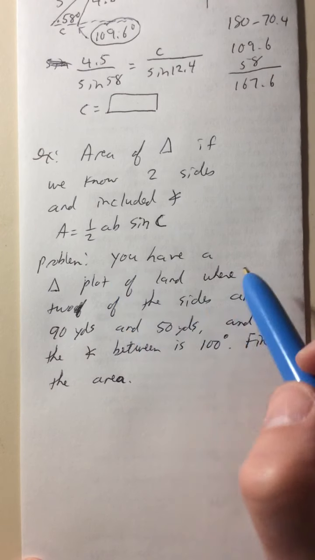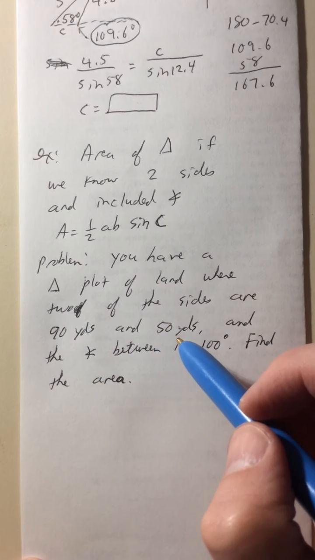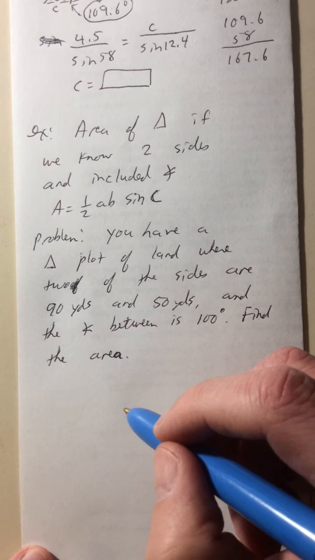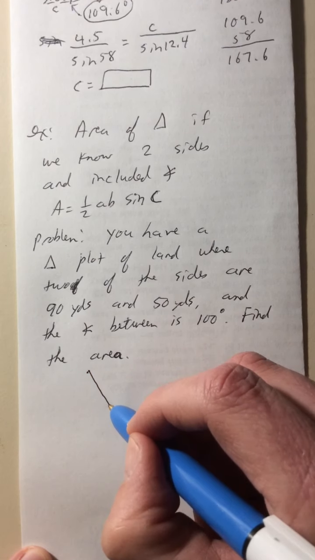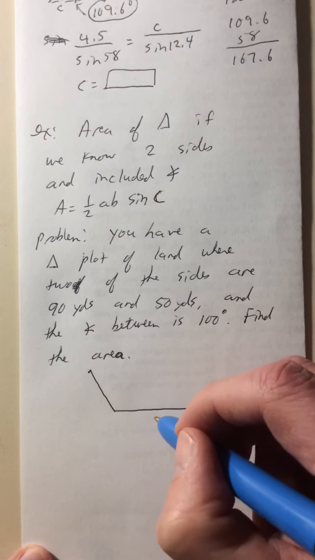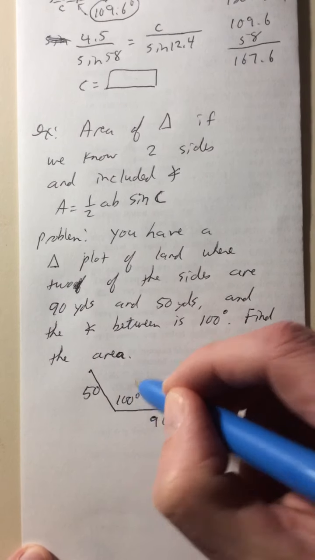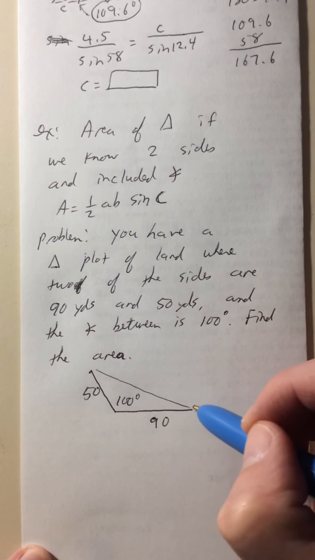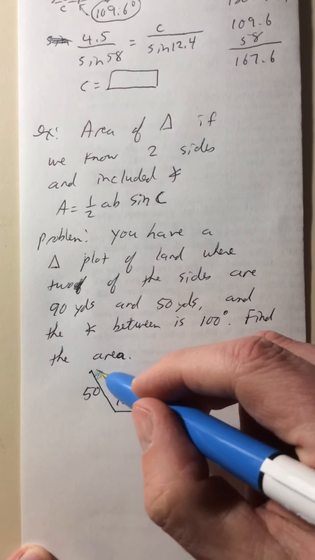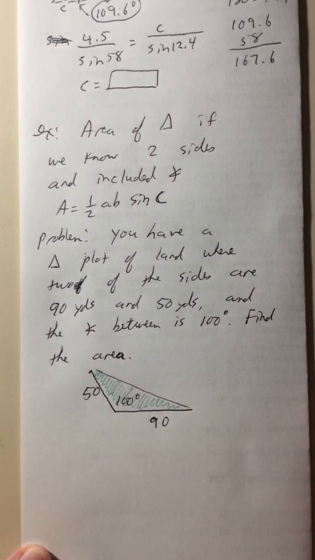Okay. So you have a triangle plot of land where two of the sides are 90 yards and 50 yards, and the angle between them is 100 degrees. Find the area. So we have our situation right here. That's probably more than 100 degrees, but you get the idea. So this is 90. This is 50. This is 100 degrees. And we have a side over here. And I'm going to color it in green because it's going to be a nice green lot right here. Nice grass and other plants. There it is. There's our lot. We want to find the area right there.